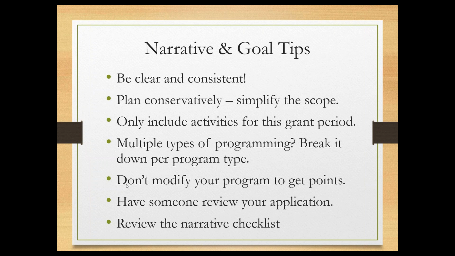If you have multiple types of programming, like I said earlier, break it down per program type. So you can even format your narrative section to say, this is our summer camp program, and then give a couple paragraphs overview about who the participants are, what activities you're doing, the timeline, all of those details for that summer camp program. And then have a different header that says, this is my after school program, and then talk about all of those things for your after school program. So really just try to break it down in the most digestible way for our grant reviewers.